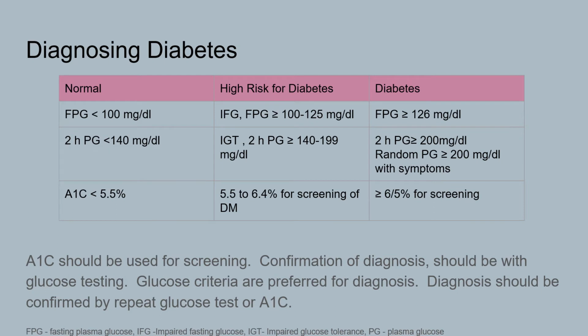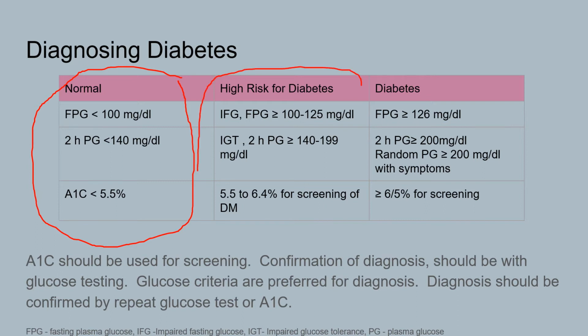So how do we diagnose someone for diabetes? So we have what levels are considered normal in the first category here. So fasting blood sugar below 100, 2-hour plasma glucose less than 140, A1C under 5.5. High risk for diabetes here, and again some groups call this pre-diabetes, some call it just high risk, but the numbers are essentially the same.